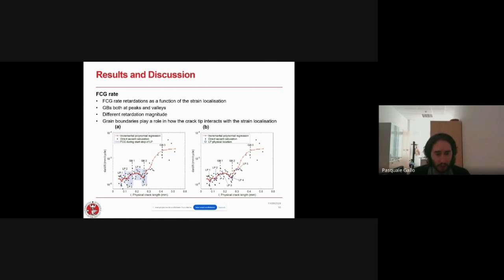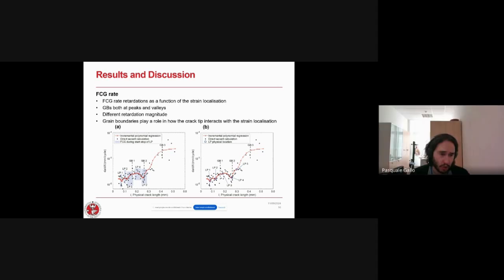Then we did analysis in terms of the fatigue crack rate to see how this strain localization would correlate to the retardation of the fatigue crack rate. So if you can see, by using incremental polynomial regression, we have a kind of smoothened behavior of the fatigue crack rate. And we can see that the grain boundaries can be found both at peaks and valleys. When we check simply the retardation, we can always find strain localization points. This is very clear on the right side.